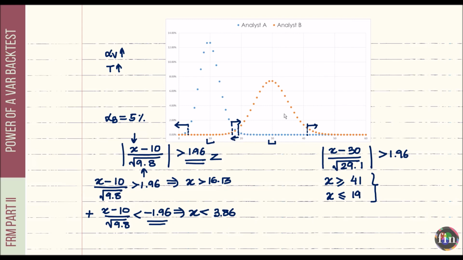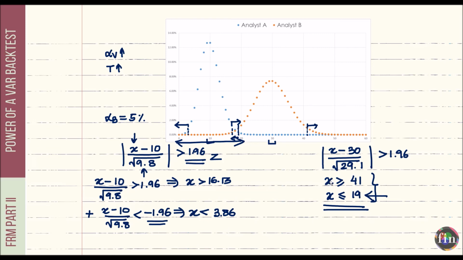I'm not saying that analyst B has a higher area. In terms of areas, they both mark off 5% in the tails, but analyst B has a longer rejection region, in proportion to the total length of the backtest window. So analyst B has a longer length on the x-axis which he can play around with. Therefore, there is a higher chance that if you were to give a bad model to analyst B, he would end up rejecting it. And that's what we refer to as the power of a backtest.